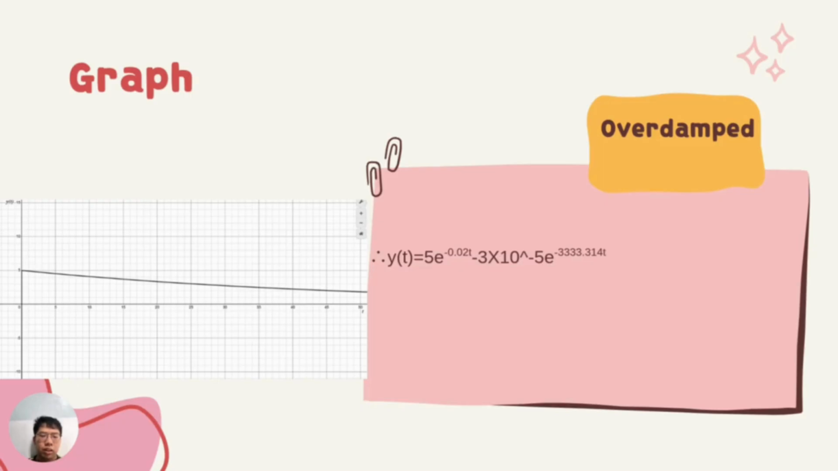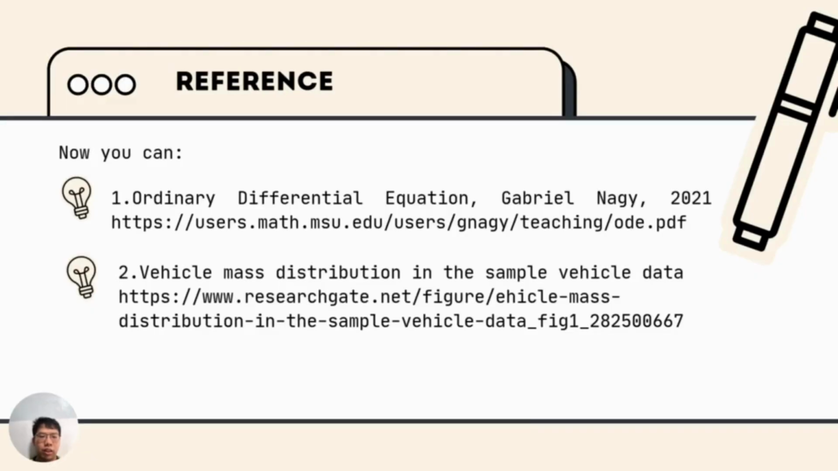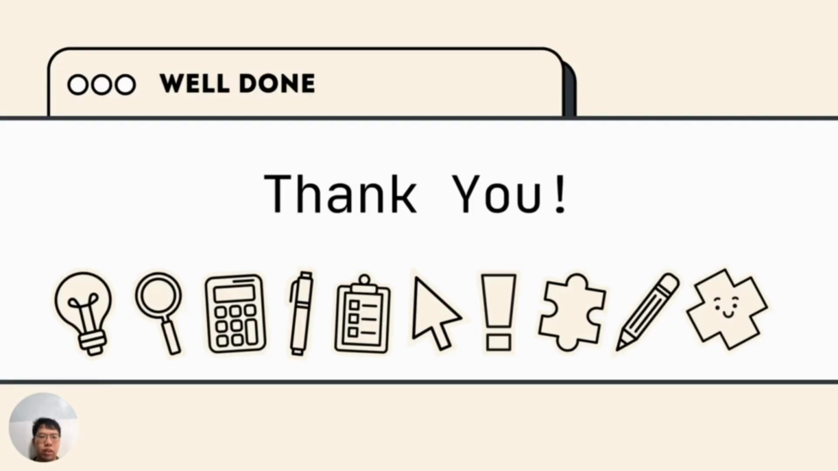We will see that there's no oscillation in the graph, and that's why we use a very, very large value for d. If you use a small value, the graph looks like the critical damping. And then this is our reference to use in our assignment, and that's all for our presentation. Thank you.